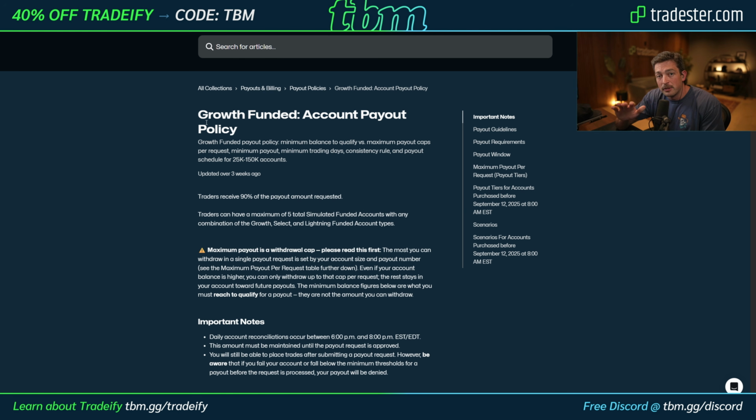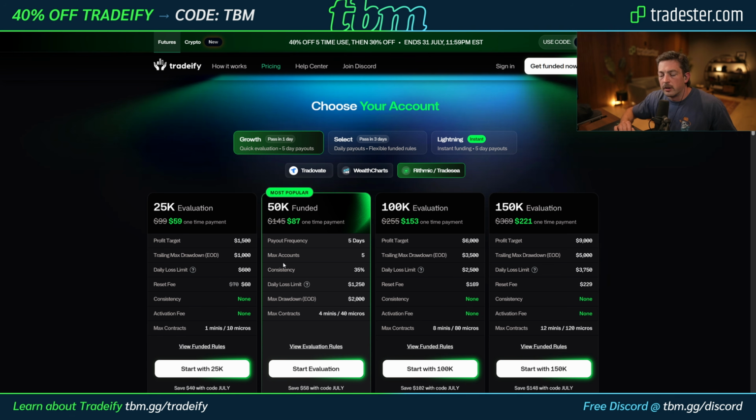You will get 90% of the total dollars that you're requesting through Tradeify. 90% will come to you. They will keep 10% as part of the profit share program. And depending on your own situation, you are responsible for your own taxes. Important to note that. One other important thing that I want to call out here, and this is pretty applicable to every funded account on Tradeify.